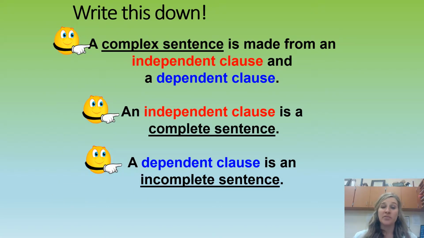Go ahead and pause the video and write everything on this slide down. So a complex sentence has an independent and a dependent clause. An independent clause is a complete sentence that can stand alone. So it's good to go by itself. A dependent clause is an incomplete sentence. It technically still has a subject and a predicate, because all clauses have subjects and predicates, but a dependent clause is an incomplete sentence because of another word that it contains.